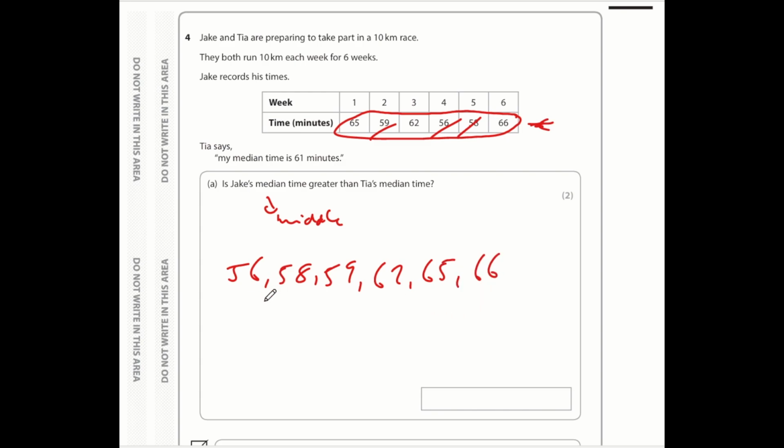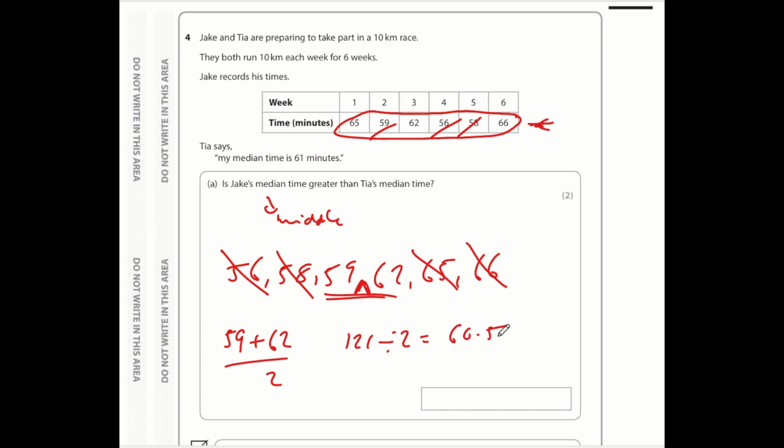So to find the one in the middle, I'm going to cross one off each end, and I'm going to do the same again until I get one in the middle, or maybe I get 2 in the middle. Here I've got 2 in the middle, and the reason why is because I've got an even number of values. I've got 6 values. So to work out the median, it's going to be what's halfway between 59 and 62. Well, that's not very obvious. So what you need to do is add together 59 and 62 and then halve it. 59 plus 62 is 121. 121 divided by 2 comes to 60.5.